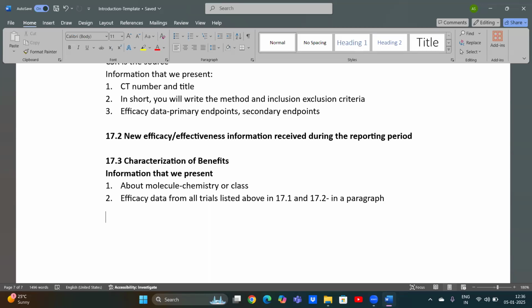Now let's move on to section 18. What is section 18? Section 18, tell me. Benefit risk analysis. Integrated benefit risk for approved indication.